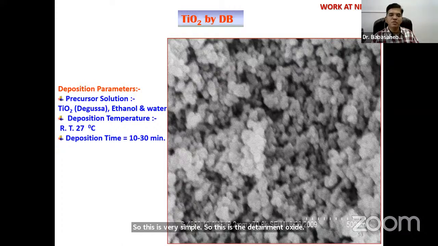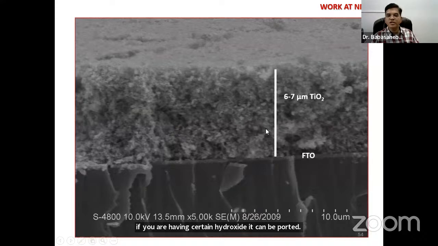But suppose you have certain hydroxide, it can be coated and then converted with the annealing effect. And here you can see that depending upon your expertise, how much you are pressing, and the thickness of the Tixo tape, the thickness can be varied. Here we have deposited about 6 to 7 micrometer of titanium dioxide on FTO coated glass substrate. And here you can get an idea in cross-section mode of how it is uniformly deposited on the substrate surface.